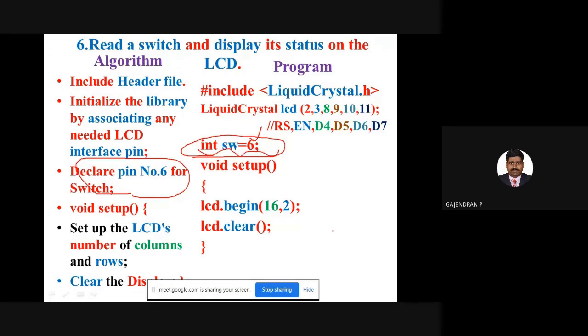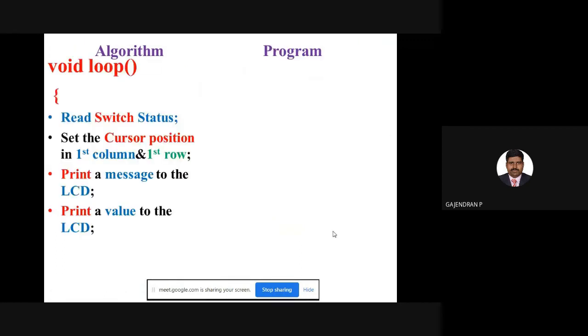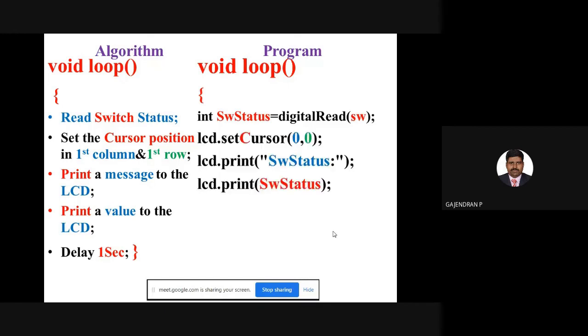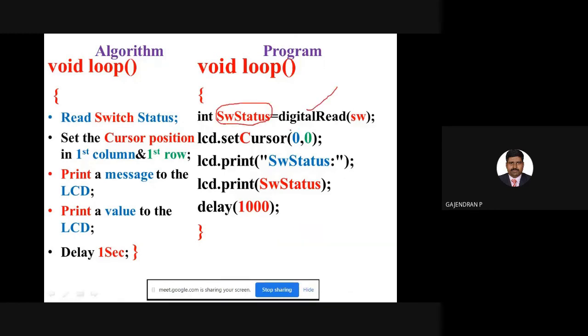In loop, we have a little program change. In loop, what we are going to do? We are going to combine the two exercises, the switch exercise as well as the LCD. So as usual, I need to read the switch status. Why is it digital read? I have connected the switch to digital pin number 6. Therefore, digital read of the particular switch.